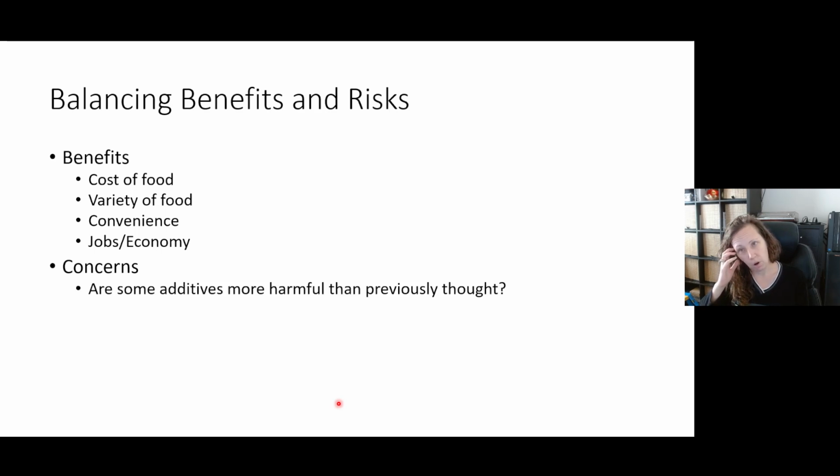Of course, there are some concerns. One of them is, are some additives more harmful than previously thought? Because science is ever evolving, right? Some things that we think are safe, we may find 5, 10, 100 years down the road that they were not as safe as originally thought.